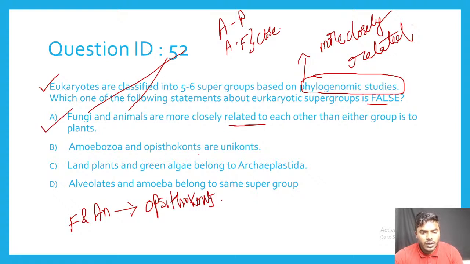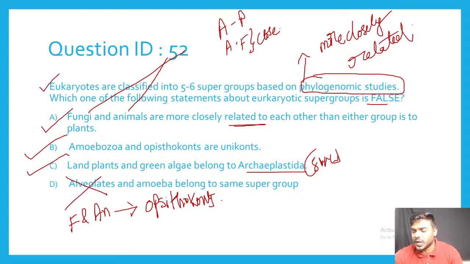Amoebozoa and Opisthokonts are the unikonts. Obviously, this is also right. This is a direct statement. Land plants and green algae belong to the Archaeplastida, the supergroup. Obviously, a right statement. Alveolates and amoeba belonging to the same supergroup? No, alveolates belong to a different group, and amoeba belongs to a different group. Hence, the wrong option will be D.